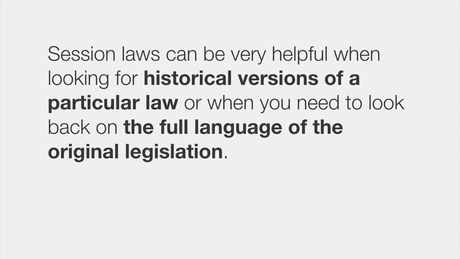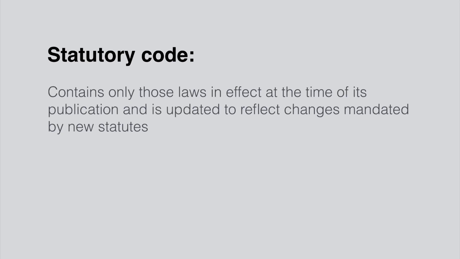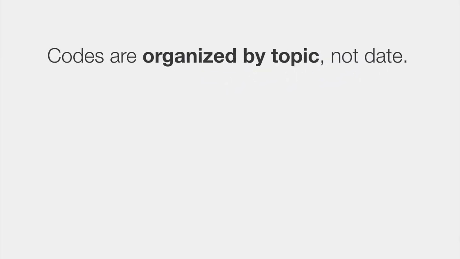That's where the third and final statutory publication comes in, the statutory code. A code is a subject-based arrangement of laws. The statutory code contains only those laws in effect at the time of its publication and is updated to reflect changes mandated by new statutes. When working with statutory law, you will primarily use codes. Codes are the easiest form of statutory law collections to work with because of their topical organization. It's unlikely your research task would be to find the legislation from March 23, 2010. Rather, you'd be asked to do something like find all the relevant legislation on the insurance mandate.